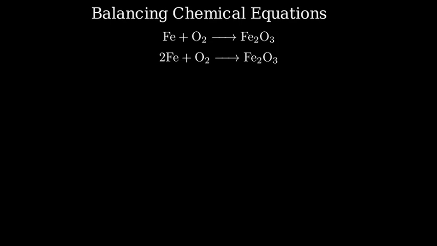Now let's balance the oxygen atoms. On the left side, we have 2 oxygen atoms in O2. On the right side, we have 3 oxygen atoms in Fe2O3. To balance these, we need to find a common multiple of 2 and 3, which is 6. So we put a 3 in front of O2 and a 2 in front of Fe2O3.